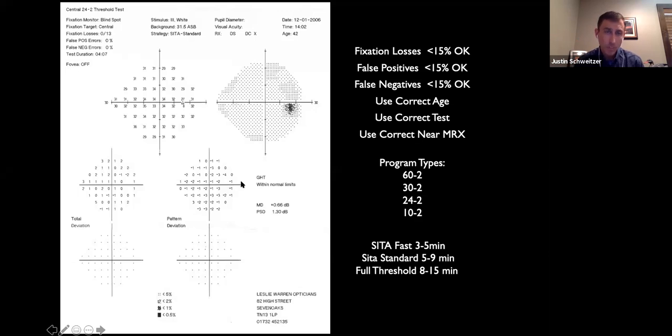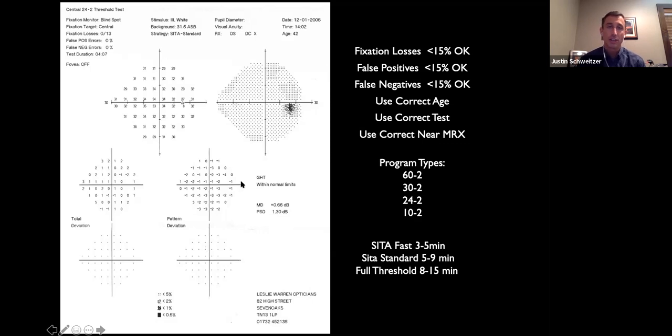Another question: is there any reason why we would do a Goldman perimeter rather than Humphrey? In my opinion, no. There are still some workman's comp cases, things like that, that require a Goldman perimetry. And so you'd have to send it to someone that has that. And that's more dealing with a lawsuit or something along those lines. But most of the time, it's always going to be a Humphrey visual field.